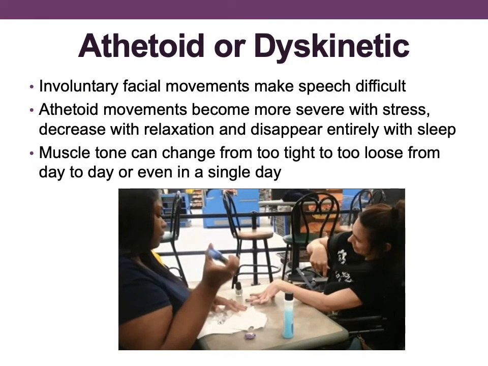Athetoid and dyskinetic continue. It'll affect involuntary facial movements, making speech difficult. Athetoid movements become more severe with stress and decrease with relaxation and disappear completely with sleep. Muscle tone can change from too tight to too loose from day to day or even several times during a single day.